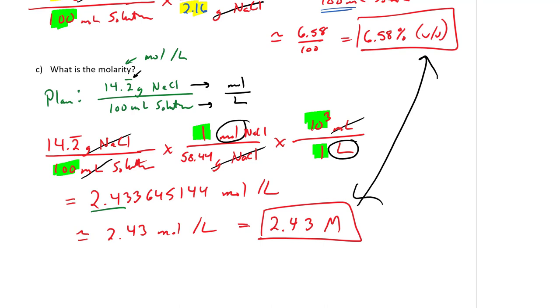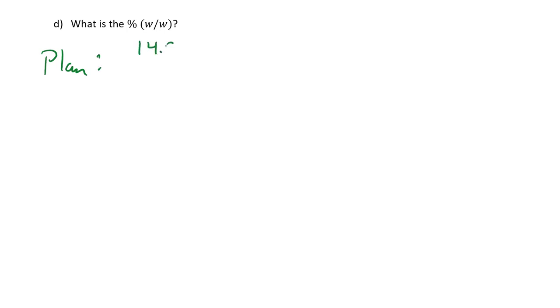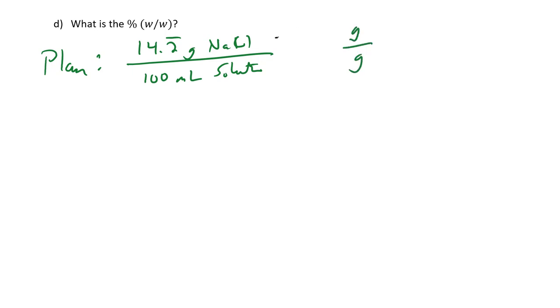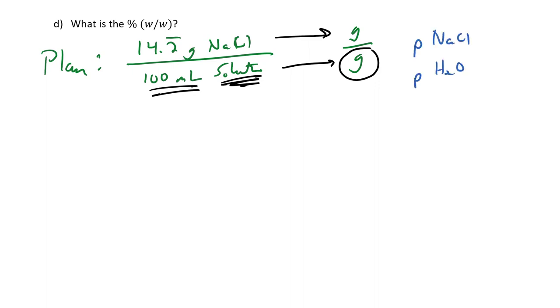Let's do the last one now. Weight by weight. What's my plan? I have 14.2 grams of sodium chloride over 100 mils total solution. I want to have grams over grams. For the first one, there's no change. This is going to be a problem. Converting from mils of total solution to grams. Remember what's in the total solution. We have sodium chloride and we have water. Density of both.